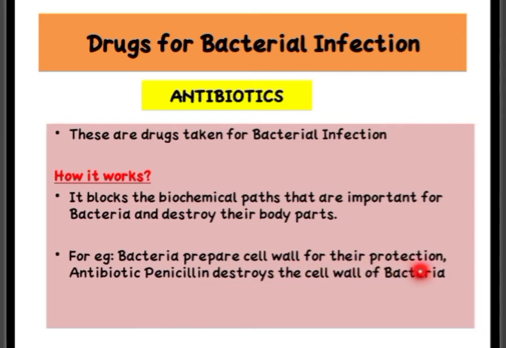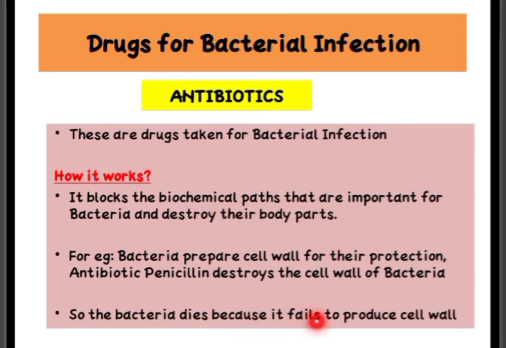It destroys the cell wall of the bacteria. The cell wall of the bacteria is destroyed by penicillin. We can see this in different types of laboratory experiments, that the penicillin antibiotic can destroy the cell wall of bacteria. Then what happens? The bacteria dies because it fails to produce its cell wall. If its cell wall gets destroyed, it is very difficult to produce a new cell wall. And finally the bacteria dies.